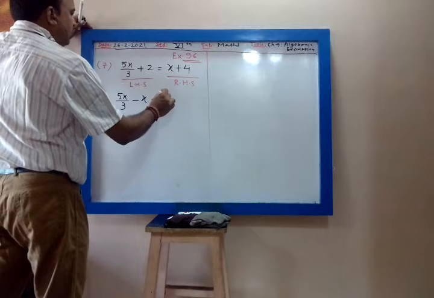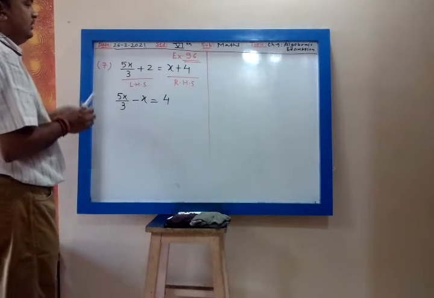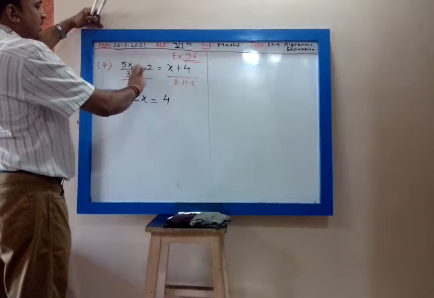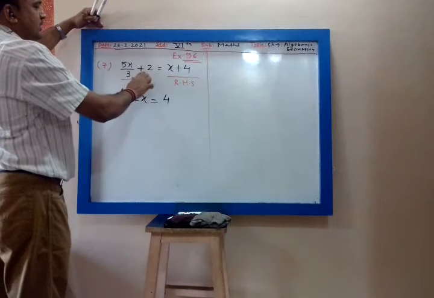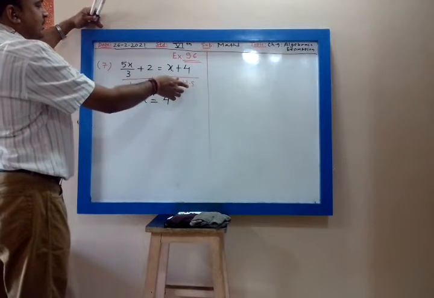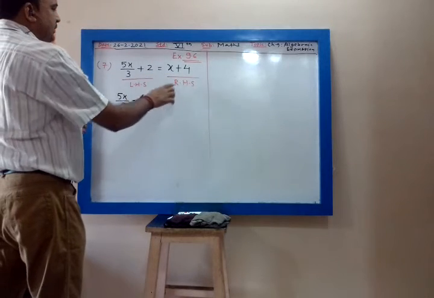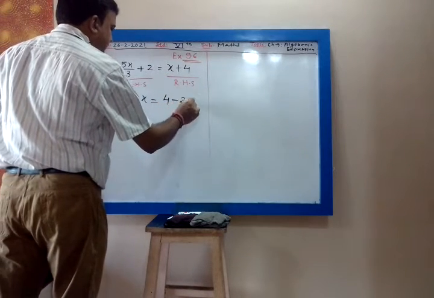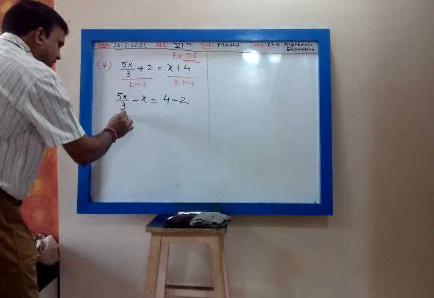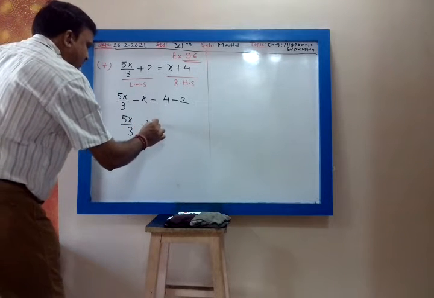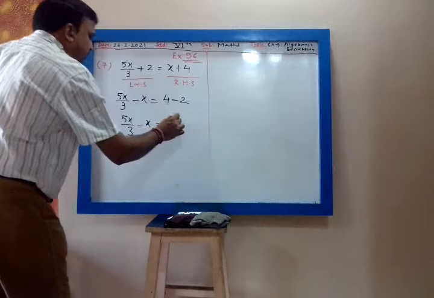is equal to 4. And then we take all the variables on left hand side and all the numbers on right hand side. So plus 2 is on the left side. I will take plus 2 on the right side, it becomes minus 2. So it will be 4 minus 2. So 5x upon 3 minus x is equal to 4 minus 2, 2.